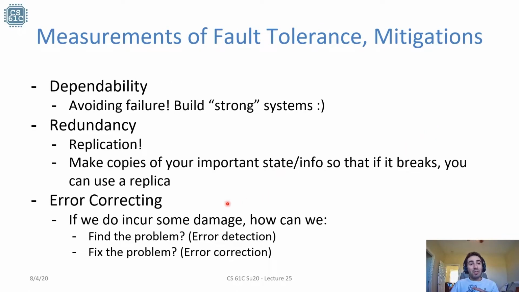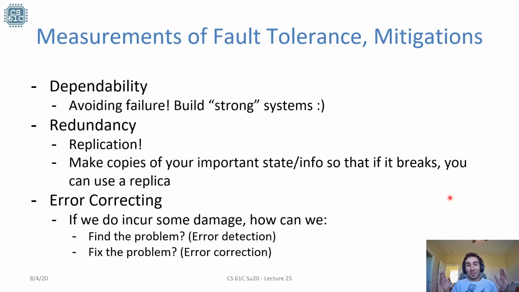And so we can kind of unify these under three broad categories. Dependability. How dependable are our systems, right? Can you rely on them? Will they do good things? Redundancy, right? Storing multiple copies of our data because in case one gets lost or one gets corrupted, I have backups, right? And then lastly, error correcting. When our systems fail and an error occurs, how can I find and fix the problem?